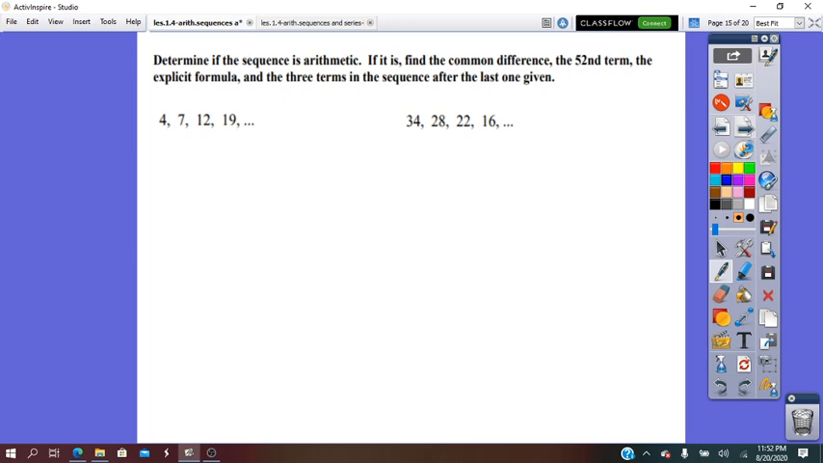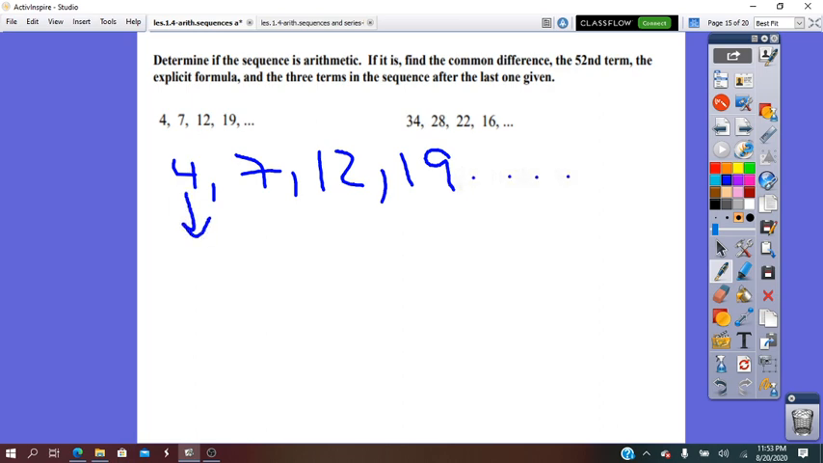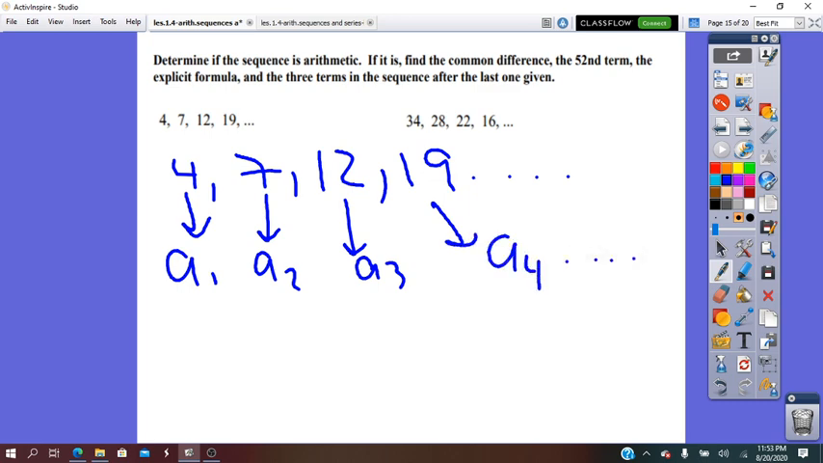Determine if the sequence is arithmetic. So I will take the first one. So I have 4, 7, 12, 19, and so on. The first term, the second term in the sequence, the third term, and 19 is the fourth term, and so on. The question is, is this sequence arithmetic or not?